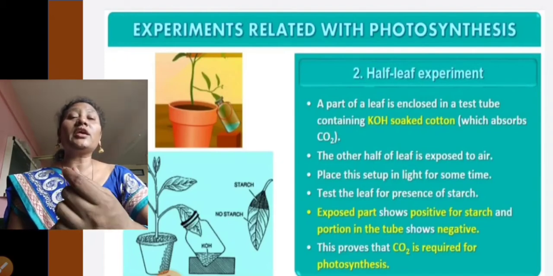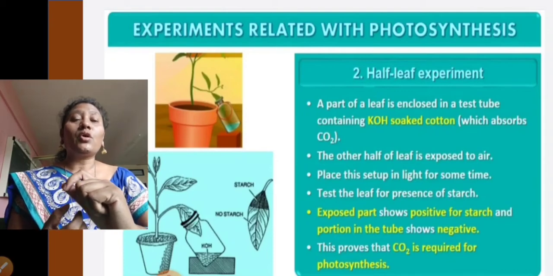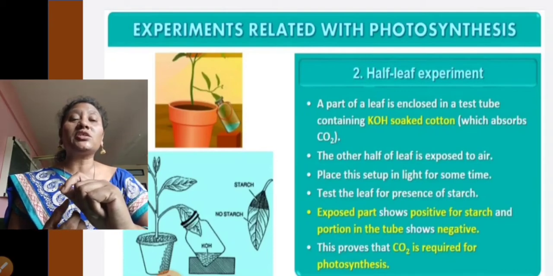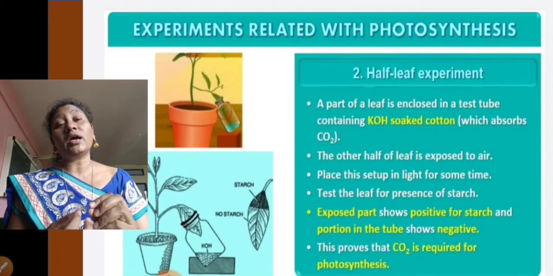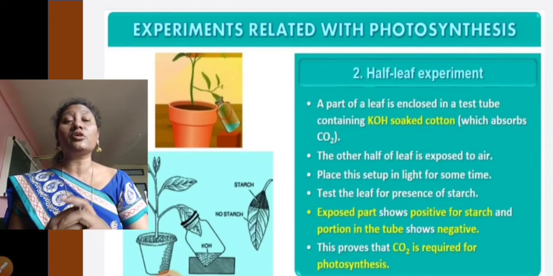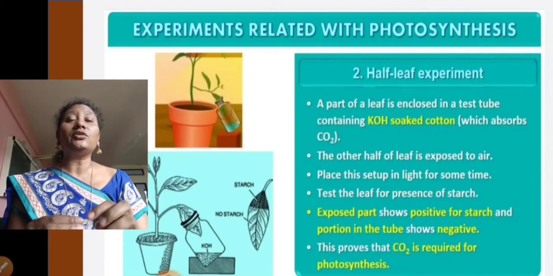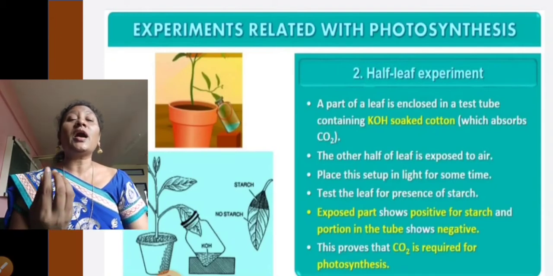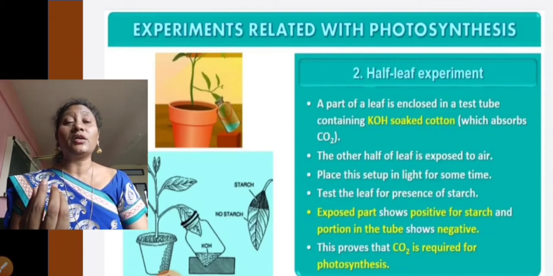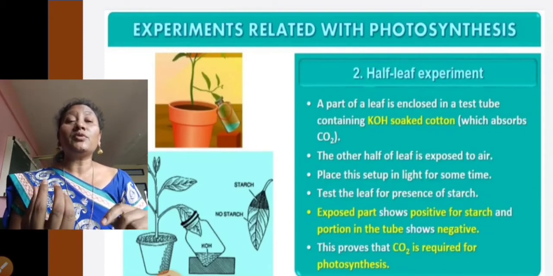See children, when you take a cotton ball and soak it in KOH, what is the KOH's capacity? KOH has the capacity for absorption of carbon dioxide. KOH absorbs the carbon dioxide. If there is no carbon dioxide, the carbohydrates will not be produced, or the process of photosynthesis will not take place. So the leaf which is in the bottle with the KOH solution, the carbon dioxide is absorbed by the KOH, and the process of photosynthesis does not take place. And the half leaf which is exposed to the sunlight has sunlight as well as carbon dioxide, so it is able to carry out photosynthesis.